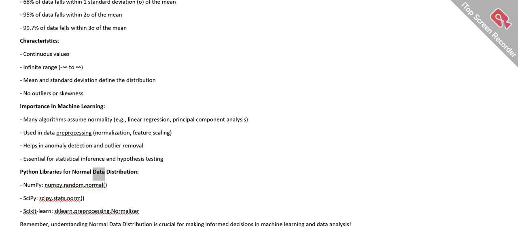Python libraries for normal data distribution. NumPy: numpy.random.normal. SciPy: scipy.stats.norm. Scikit-learn: sklearn.preprocessing.Normalizer. Remember, understanding normal data distribution is crucial for making informed decisions in machine learning and data analysis.